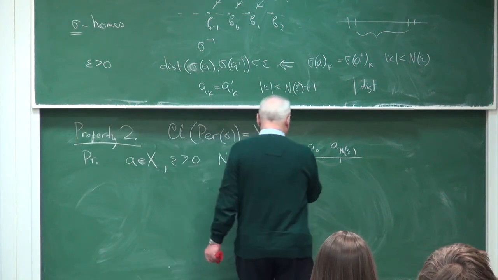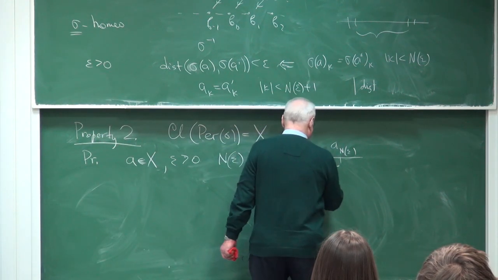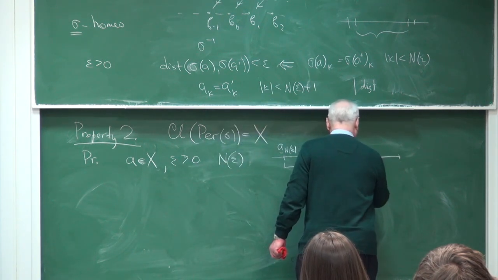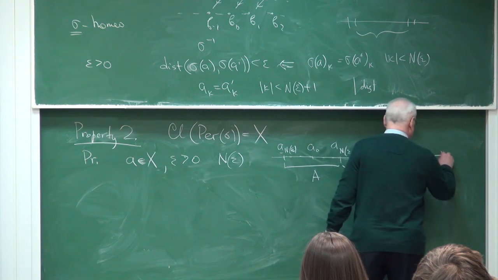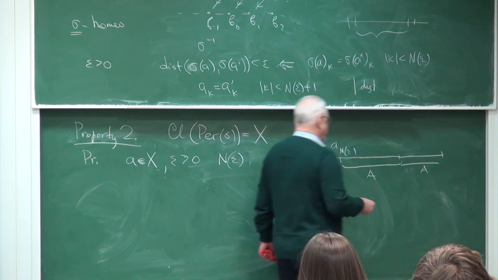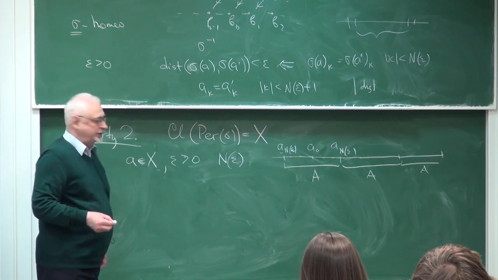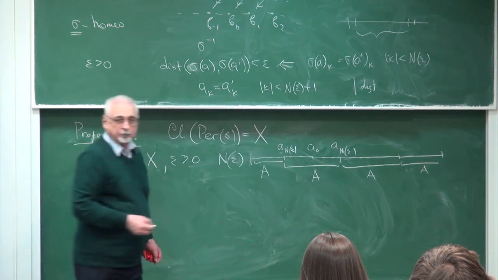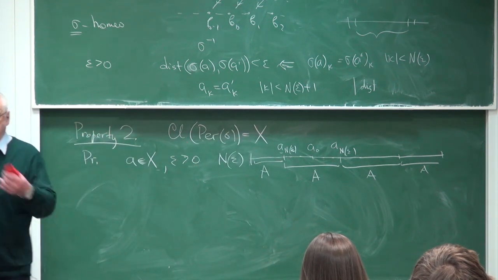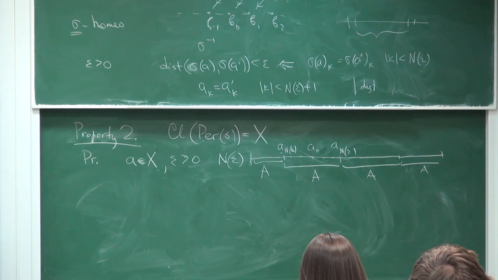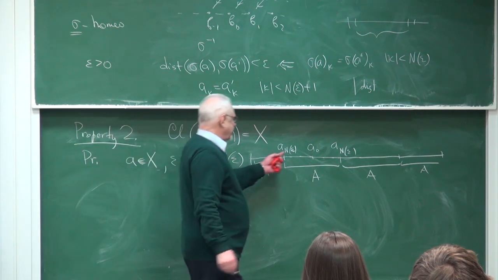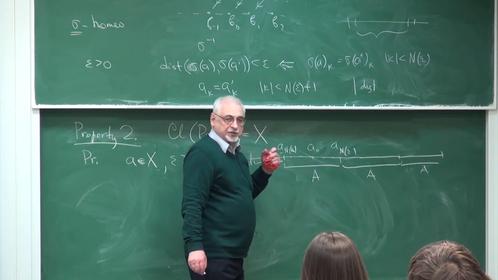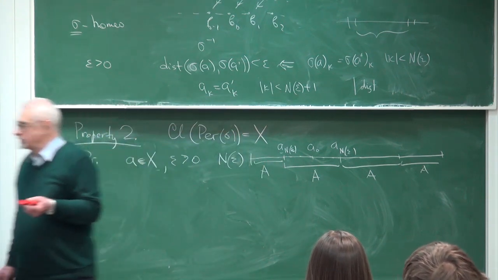I take this block, let me call it A, and I just add it periodically to the right and to the left. Of course, I get a periodic sequence if I add the same block, and it coincides with my initial sequence A for these indices. So periodic points are dense.